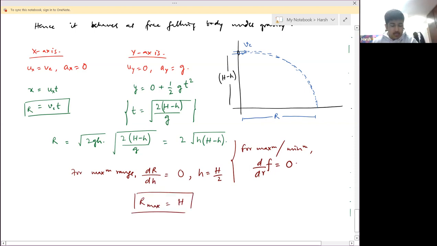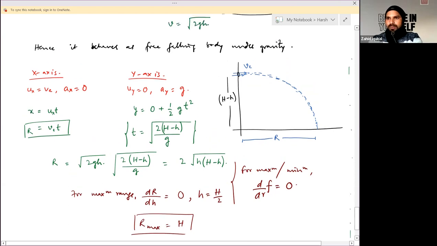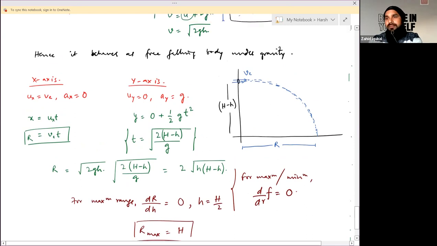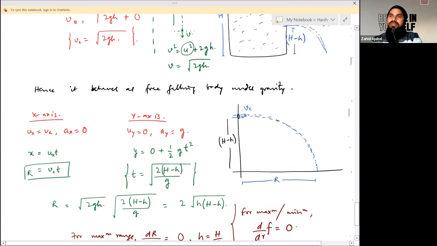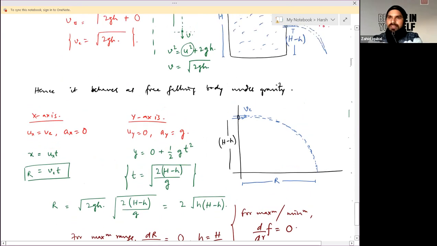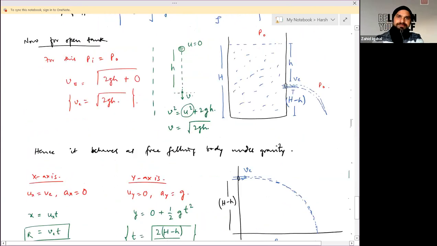So you'll be asked, suppose a tank is 2 meters high. Where should a hole be cut to have maximum range? So you'll say at the midpoint of it. Good. And what should be the maximum range? It will be just equal to the level of liquid in the tank. Okay, just write it down. Yes, sir.